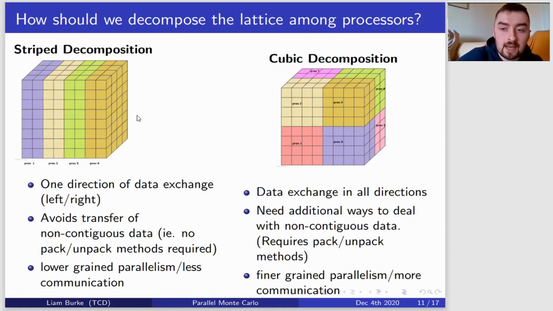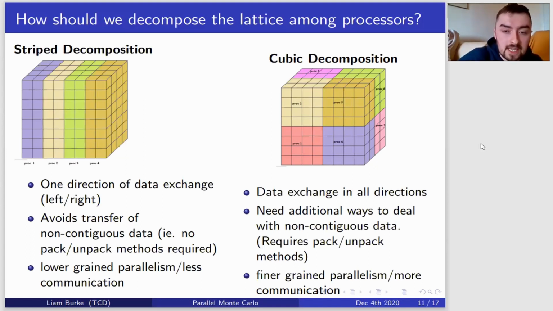Another, more general type of decomposition is the cubic decomposition, where we partition the lattice more generally so that there are neighbors in every direction. But when you consider a decomposition like this, you're forced to deal with the exchange of non-contiguous data corresponding to the non-contiguous surfaces. And so a decomposition like this would require additional pack and unpack methods in your class to exchange these surfaces. One good thing about this type of decomposition is you get finer grained parallelism in your simulations, but at the expense of more communication, more directions of exchange, and the additional computation of implementing these pack and unpack methods as well.